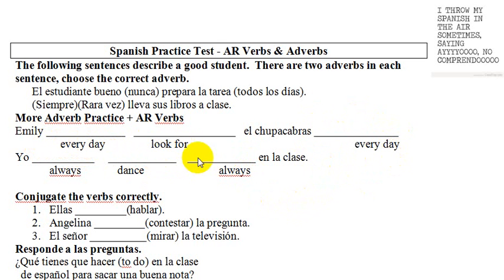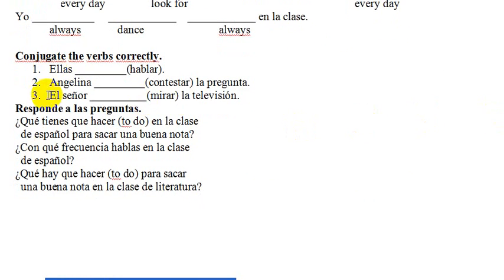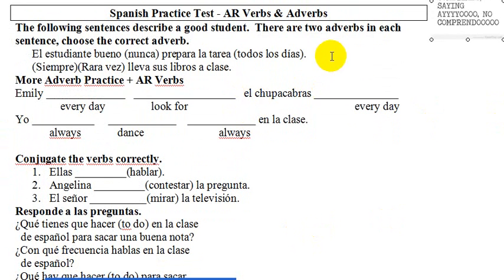And then you want the verb to look for and conjugate it correctly according to my subject over here. If I go down a little bit, got three sentences, three verbs, just have to conjugate the verb correctly. And then right here I have three questions and answer the question with a sentence. So I'm going to start giving the answers right now. Pause the video if you want to do them first.